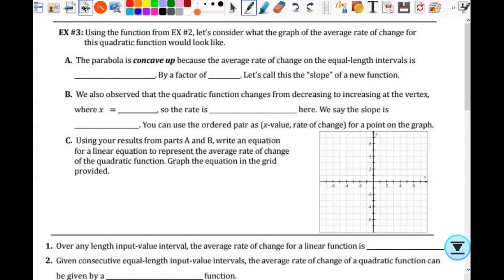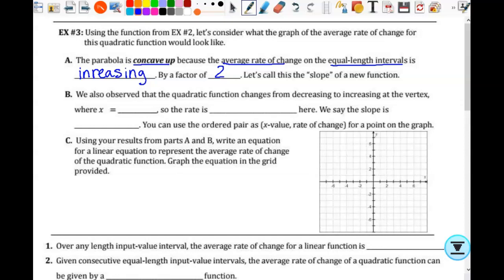The parabola is concave up. We talked about that. Because the average rate of change on equal length intervals, and you'll hear that a lot, is increasing by a factor of 2. So that's the slope of our new function, like I said.